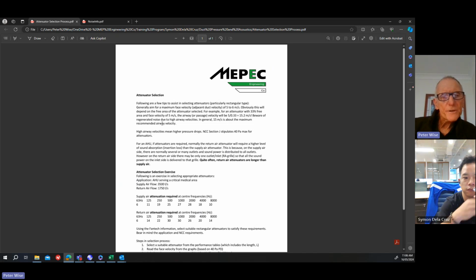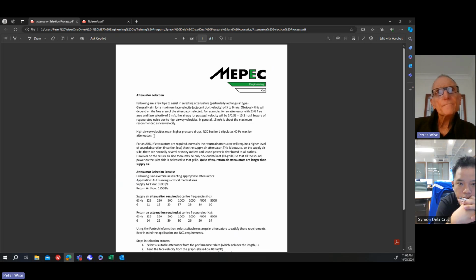So what tends to happen is as the velocity through the attenuator increases, the noise regeneration increases. So the attenuator actually starts to regenerate noise, so you need to be careful of that. Generally, we go up to about 15 meters per second passage velocity as a maximum recommended. So that's one of the things to consider.